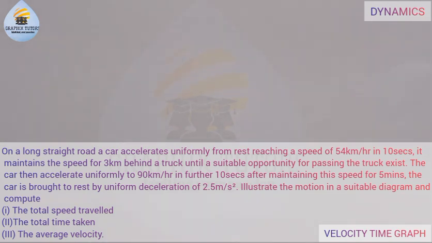After maintaining this speed for 5 minutes, the car is brought to rest by a uniform deceleration of 2.5 meters per second squared. Illustrate the motion in a suitable diagram and compute (i) the total distance traveled, (ii) the total time taken, (iii) the average speed. Now, solution.